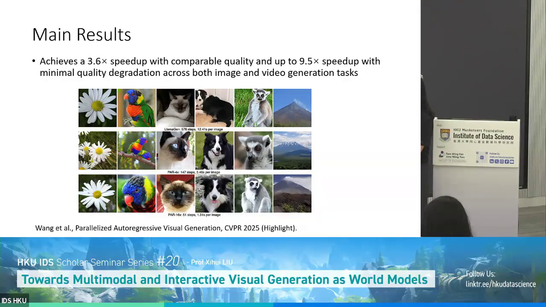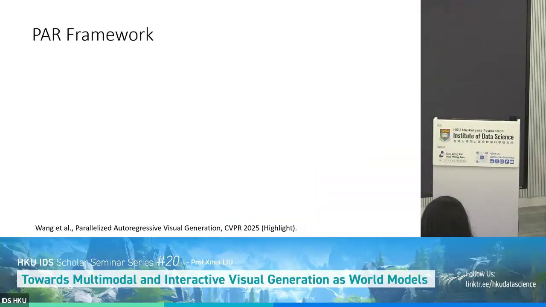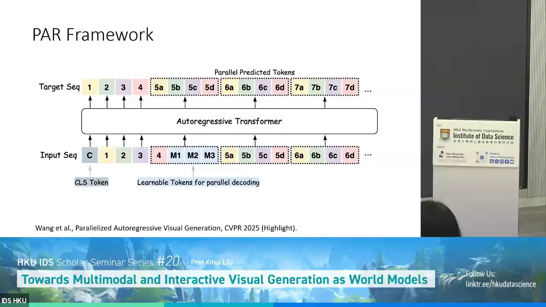It's not like a block decode. Inside each block is parallel prediction, and outside, between different blocks, is next block prediction. Yeah, it's like next block prediction.